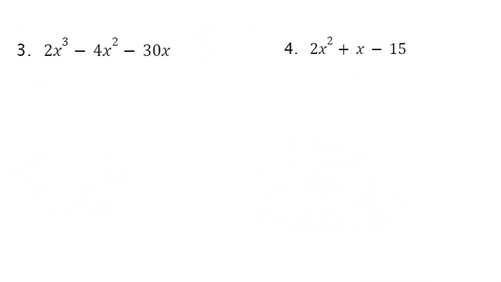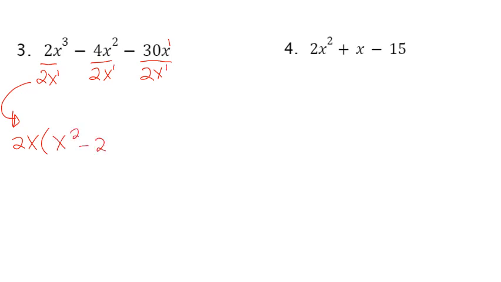The next couple examples are pretty much the same thing, just factoring. Again, we first look to see if we have a greatest common factor. For this next question, all 3 terms have a common factor of 2, and they also have a common factor of x. So I'm going to pull out that GCF, 2x. When I subtract the exponents, I'm going to get x squared minus 2x minus 15.